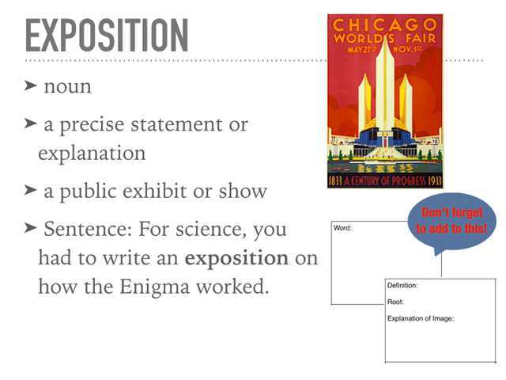Although it is still a noun, it means a precise statement or explanation, or a public exhibit or show. So a fair sometimes is called an expo, which is the shortened version of exposition. So if you've ever been to like the boat expo downtown Chicago or the car expo, it's talking about a public exhibit or show, an exposition. For science, you had to write an exposition on how the enigma worked. That would be a precise statement or explanation. Again, don't forget to make a vocab visual card for exposition.